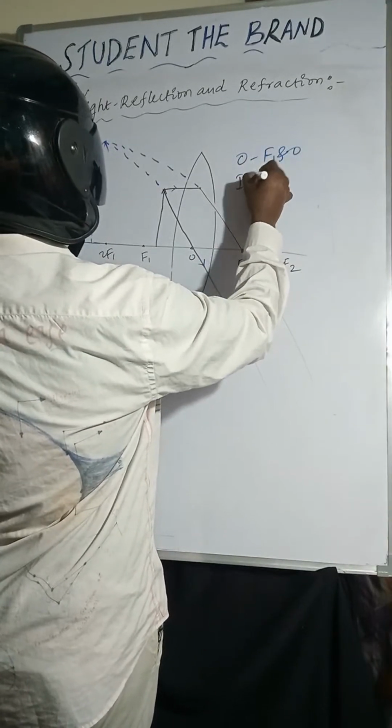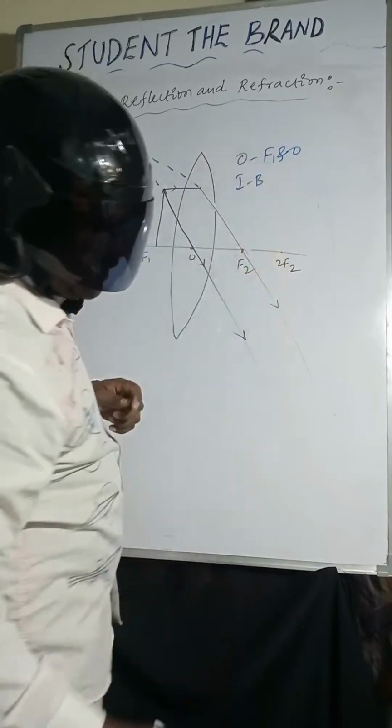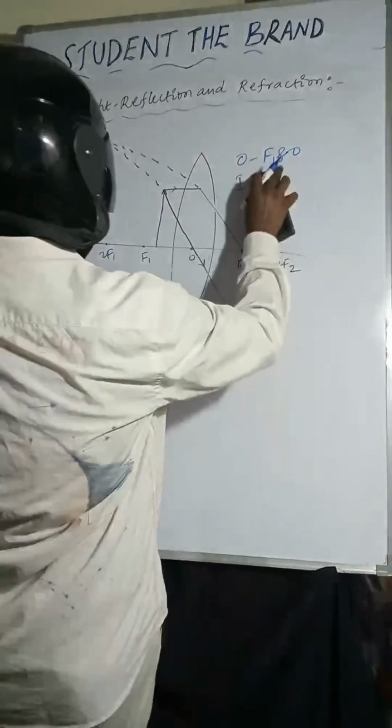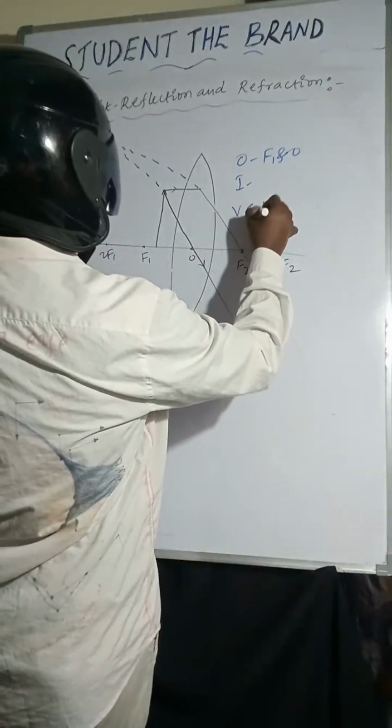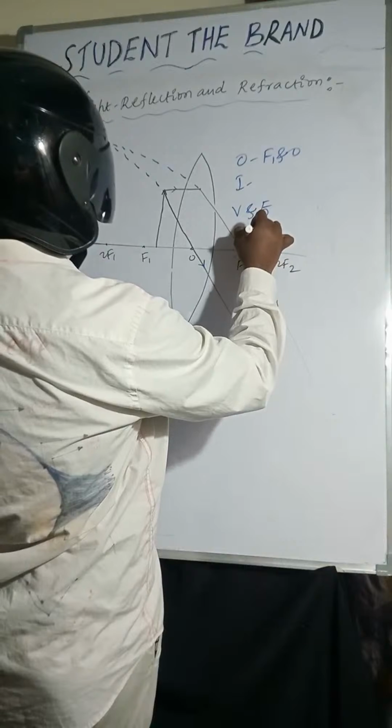Image is forming on the same side as the object. So nature of the image is virtual and erect. Size of the image is enlarged.